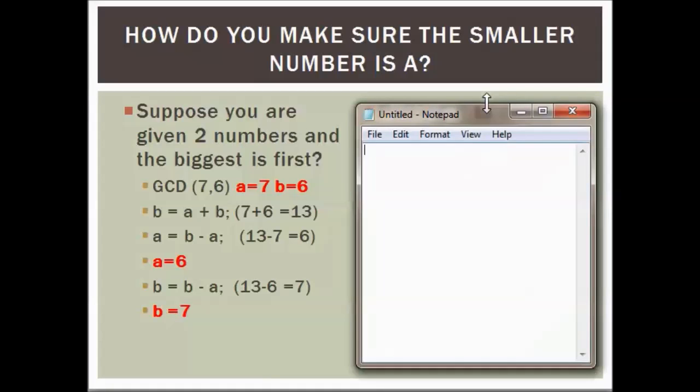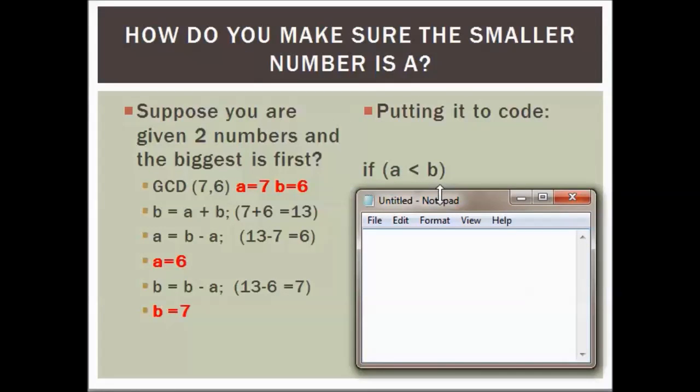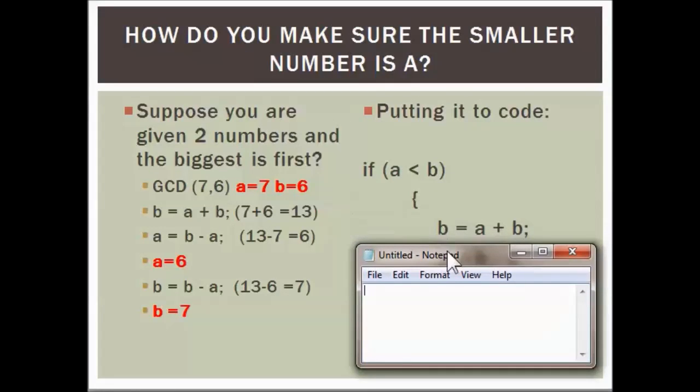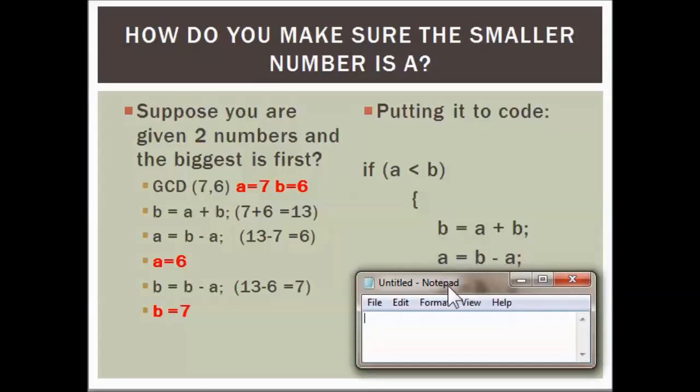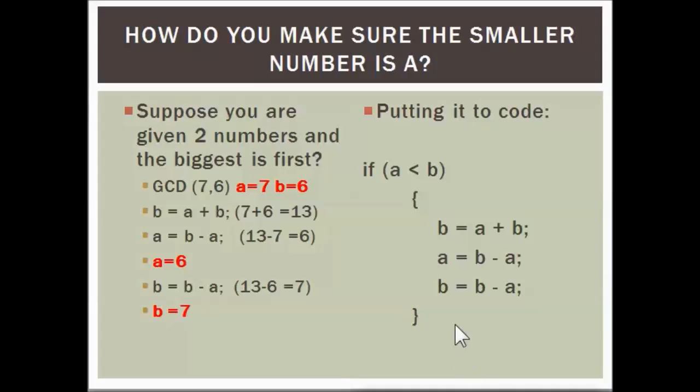So how do you code that? Well, here you have it. If B is greater than A, then what you do is you load up B with A plus B. You have A is equal to loaded B minus A. Then you put B becomes loaded B minus A. And that'll bring you this.